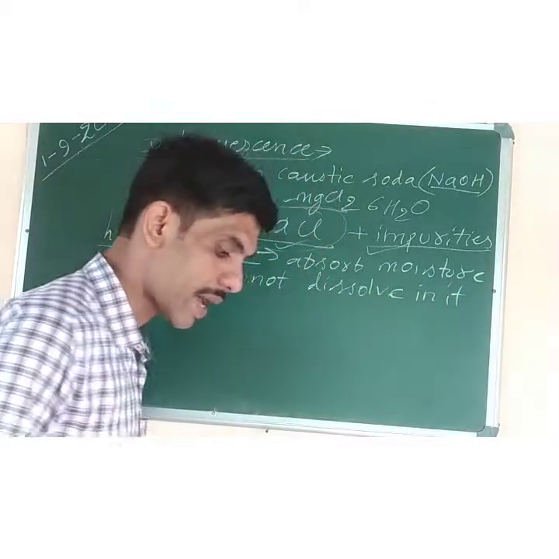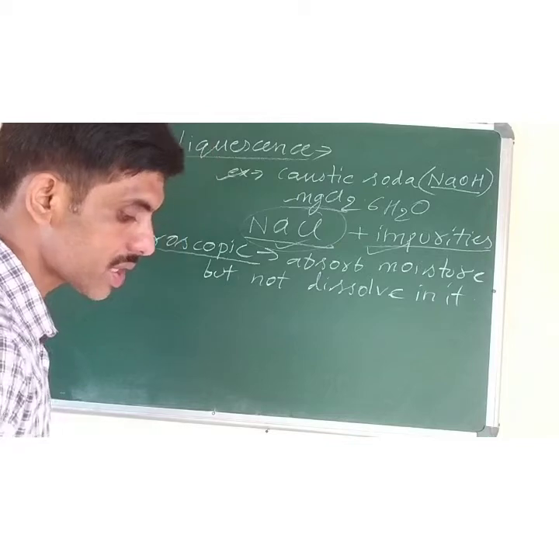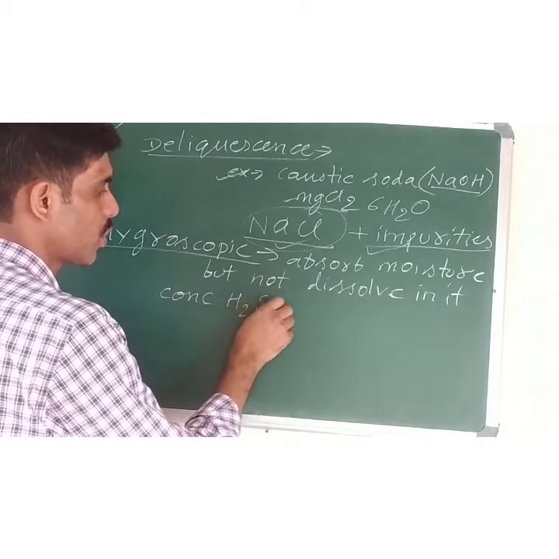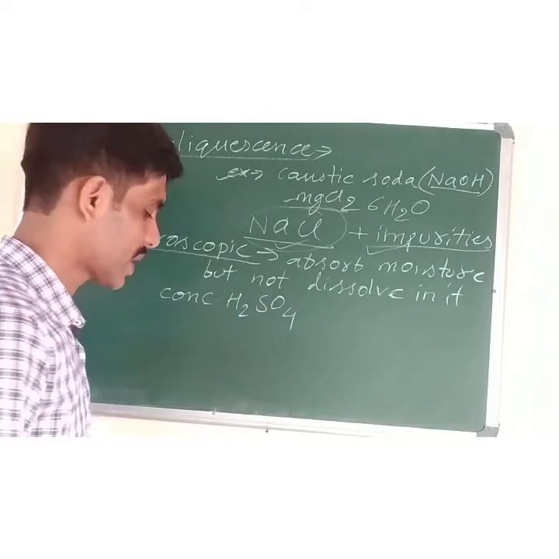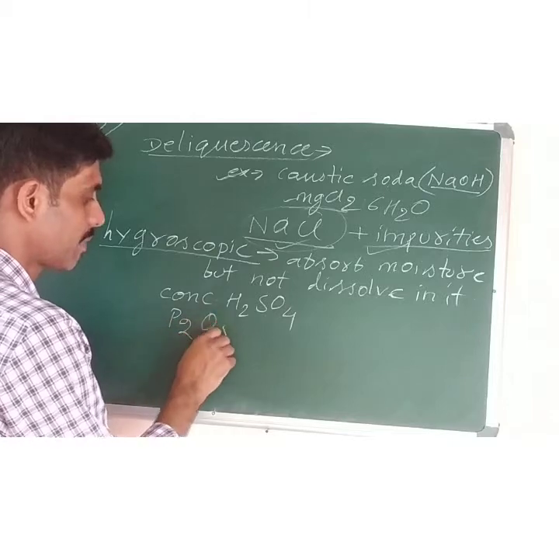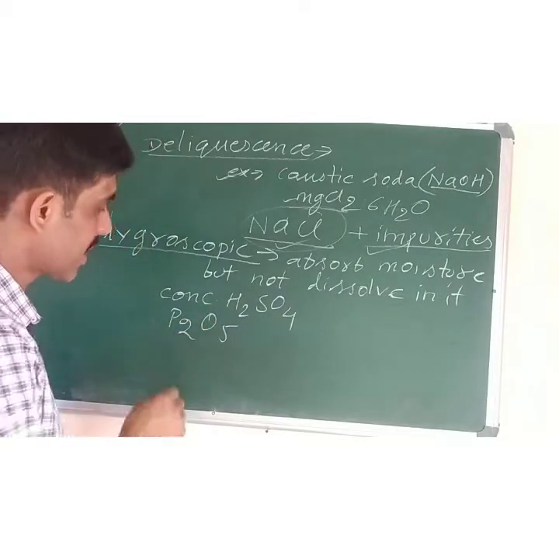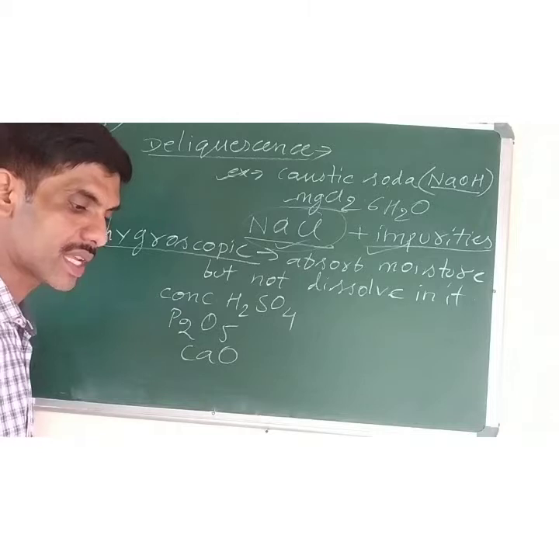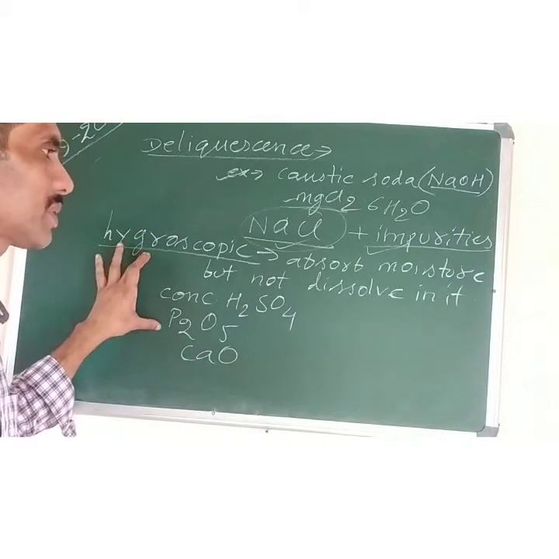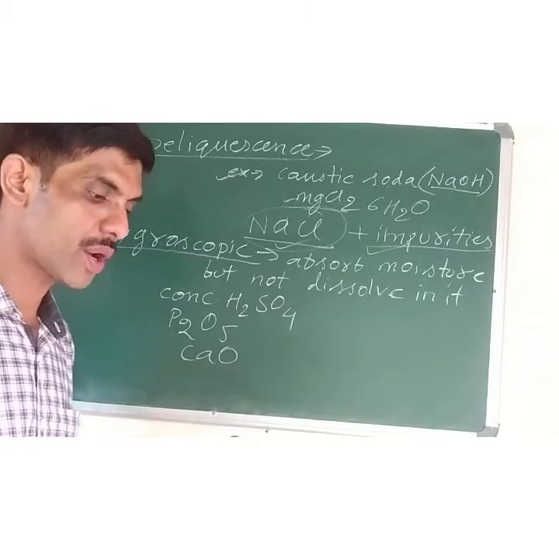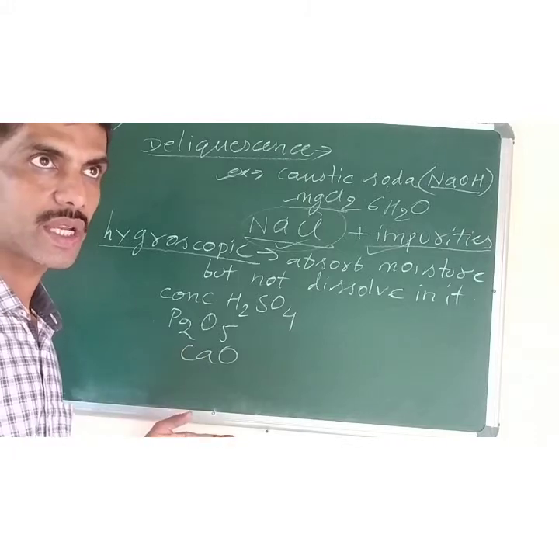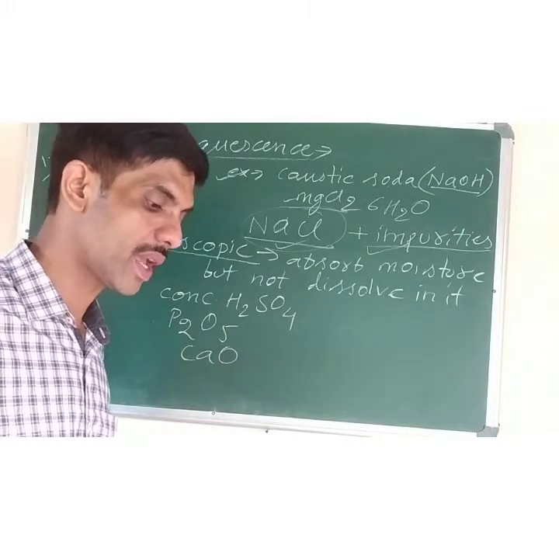And examples are, number one, concentrated sulfuric acid, H2SO4. They are hygroscopic substances. Number two, phosphorus pentoxide, P2O5. Third one is quicklime, that is calcium oxide, and silica gel. Now you may have found that this type of hygroscopic substance is kept or used in the lab for drying of gases, that is to remove the moisture from any gas.